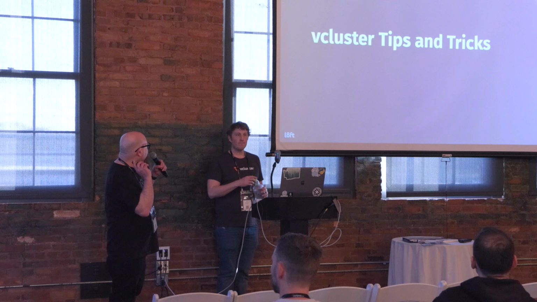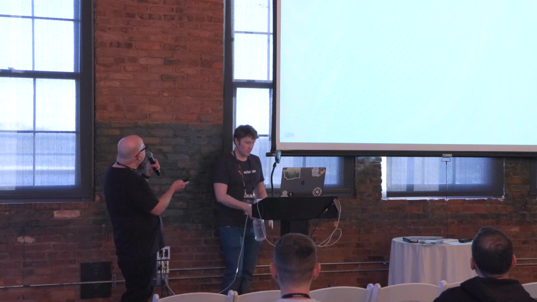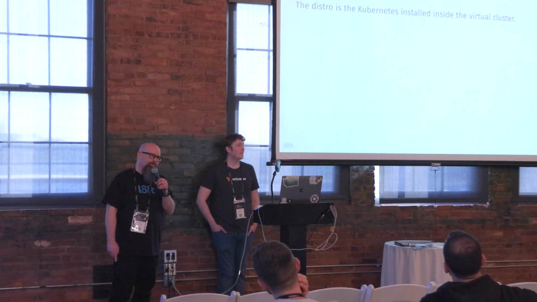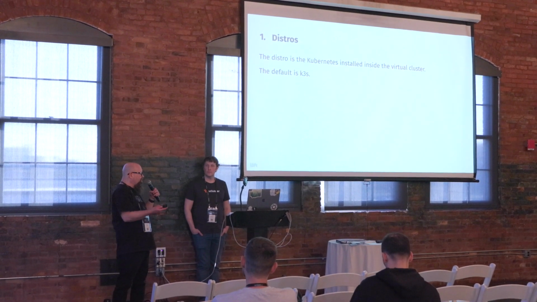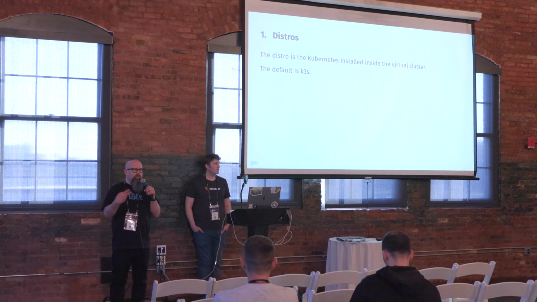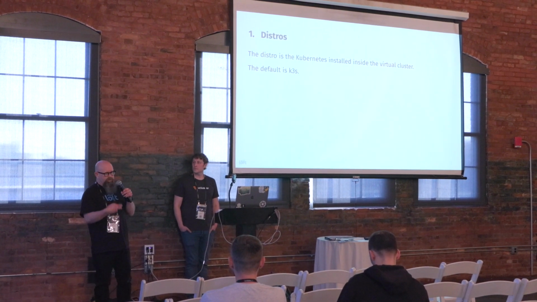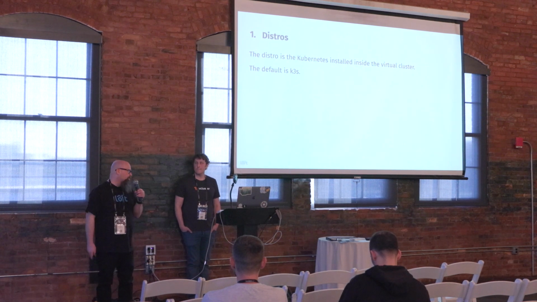So let's get now into the tips and tricks. There are 10 of them. Number one is distros. The distro is the Kubernetes that's installed inside the virtual cluster. And as Carl mentioned, that's K3S by default. And that's what we started off with. When we built the proof of concept for this thing, it was just, can we take K3S and make one of these virtual clusters?